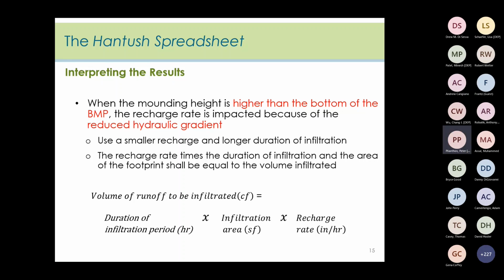If you get a resulting mounding height that is higher than the distance between the basin bottom and the seasonal high water table, you do not get an artesian condition. It means the recharge rate is adversely impacted by a reduced hydraulic gradient and will be slower. This means you'll have to run the spreadsheet again after you make some changes. Because there is a proportionality between the recharge rate and the duration of infiltration, as shown in this equation, the changes include using a smaller recharge rate and a correspondingly longer duration of infiltration for the same infiltration area and the same volume of runoff to be infiltrated.